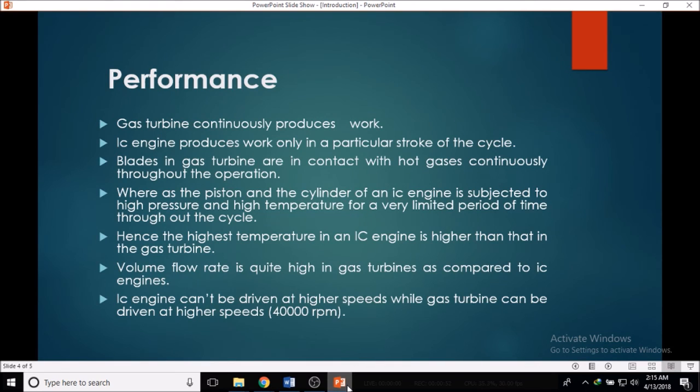Next, the volume flow rate is quite high in a gas turbine as compared to IC engines. IC engines can't be driven at higher speeds, while a gas turbine can be driven at higher speeds, such as 40,000 RPM. Thank you.